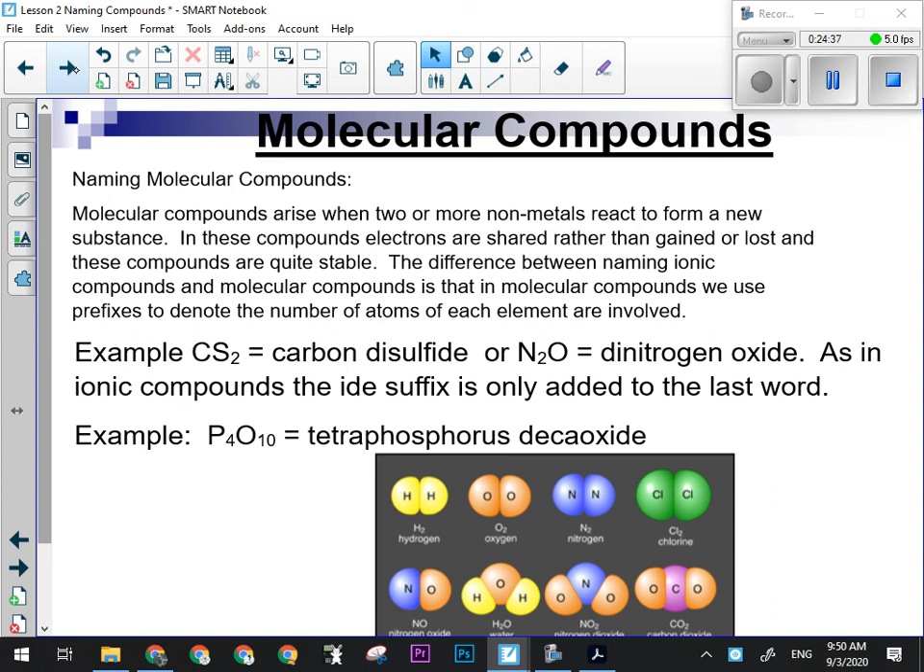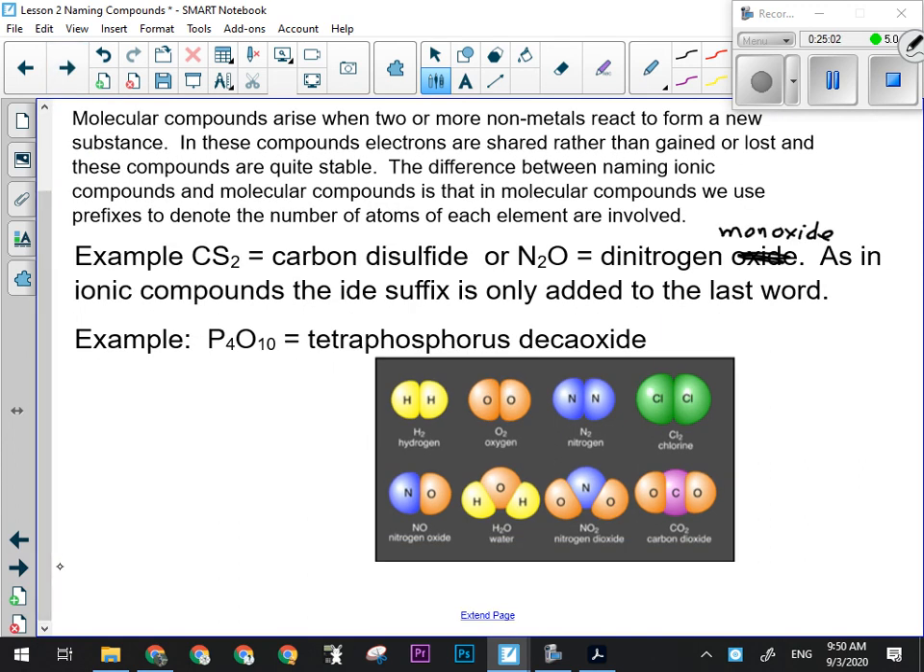What's missing here? Mono, right? Dinitrogen monoxide, or monooxide if you want to write it that way. Either one would be right. Everybody okay with that? So we don't have to worry about any dropping and swapping on these, or Roman numerals or any of that kind of stuff. We just have to worry about getting the prefixes right.